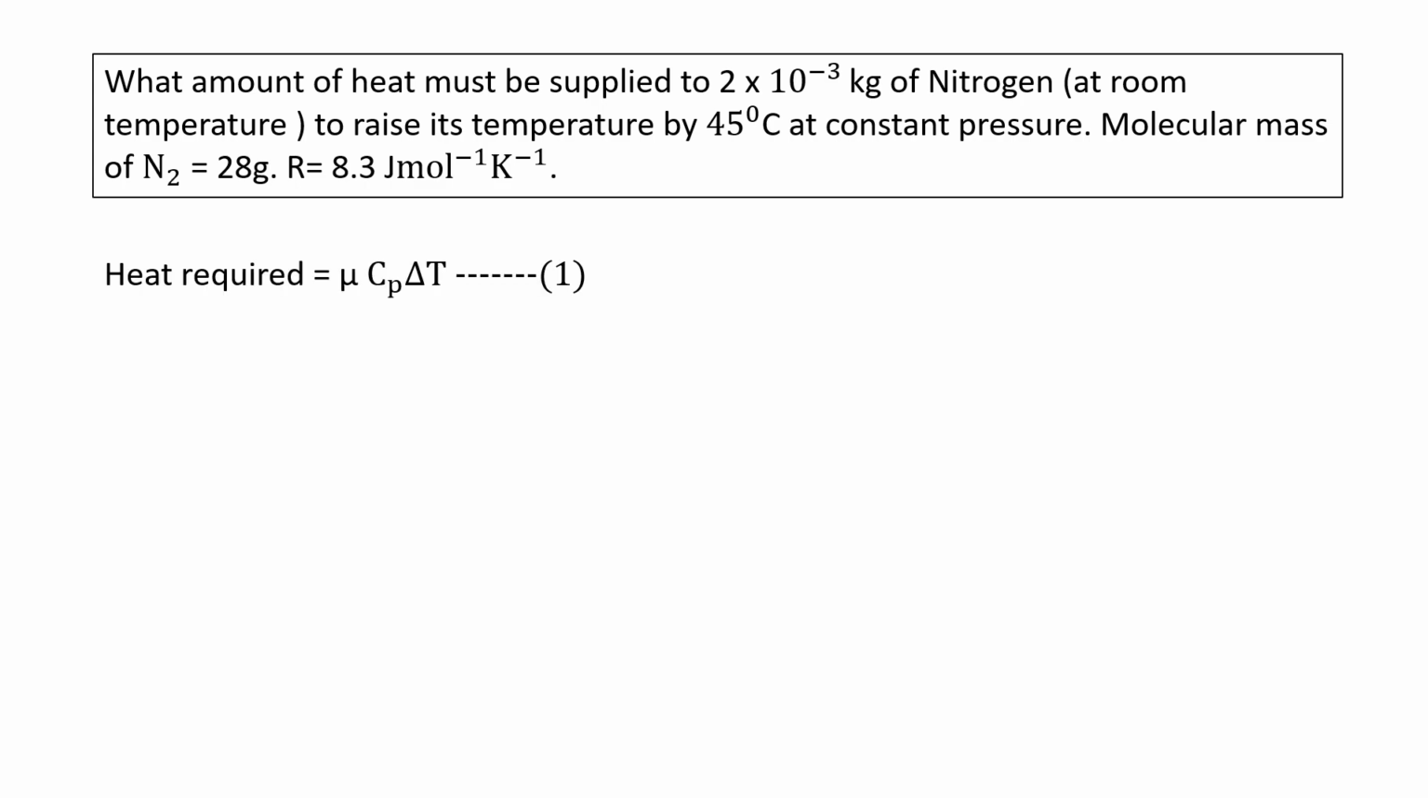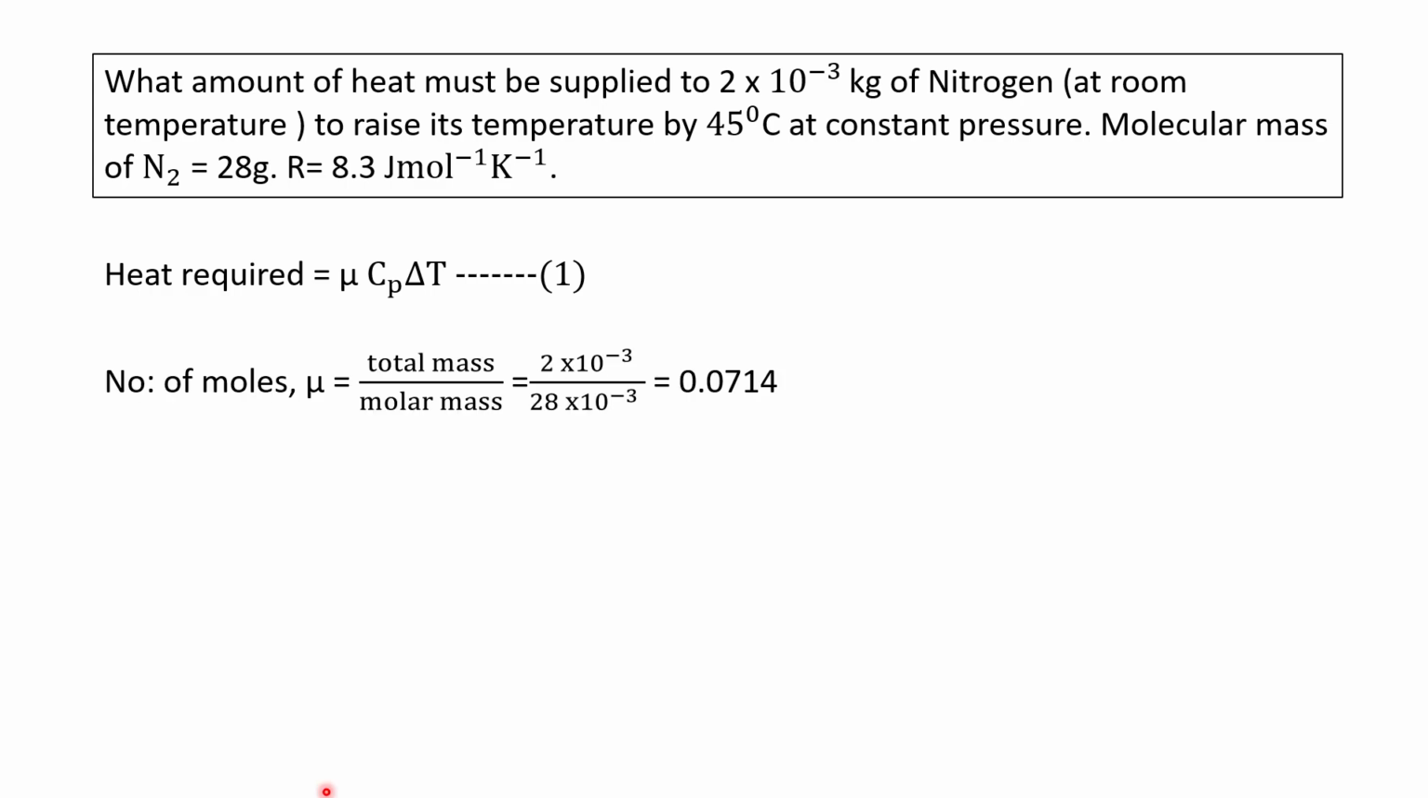The equation for heat required is equal to mu into Cp into delta T, where mu is number of moles, Cp is molar specific heat capacity at constant pressure, and delta T is the rise of temperature or temperature change.